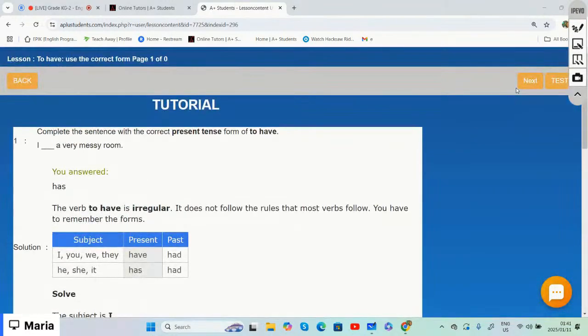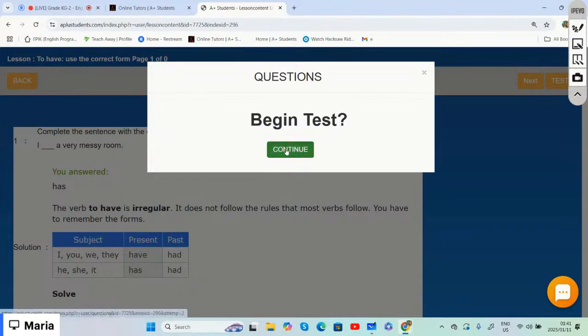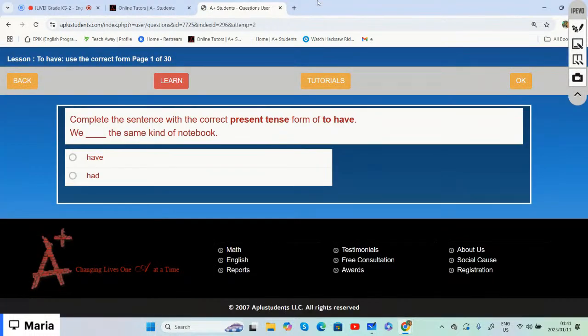All right, so now we're going on to our test where we're going to use to have, and we're going to use the correct form, whether it's in the present tense form or in the past tense form. So we need to complete the sentence with the correct present tense form of to have. Do we say we have the same kind of notebook, or do we say we had the same kind of notebook? This is in the present tense.